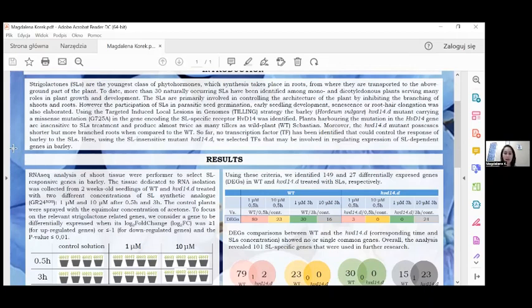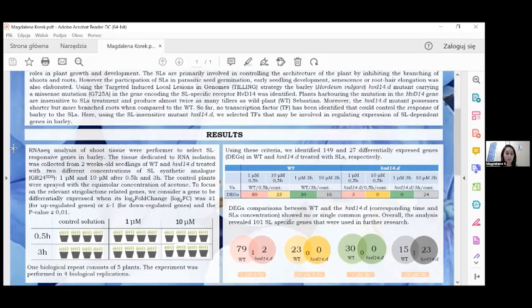As strigolactones are the newest class of phytohormones, they were included in the phytohormone class in 2008. No transcription factor has been identified that could control the response of barley to strigolactone. So here, using the strigolactone insensitive mutant, HvD14.d, we were able to select the transcription factors that may be involved in regulating the expression of strigolactone dependent genes in barley.